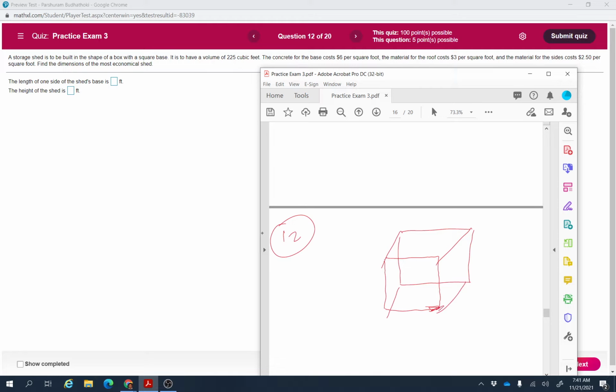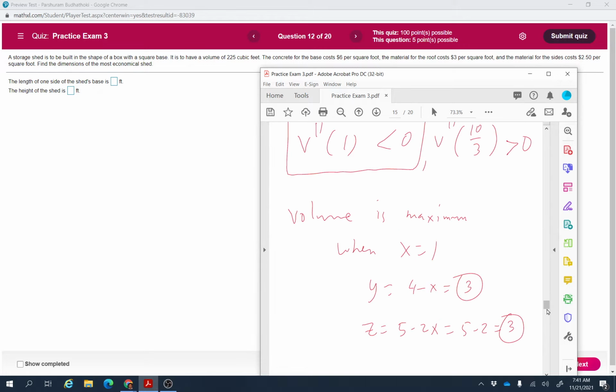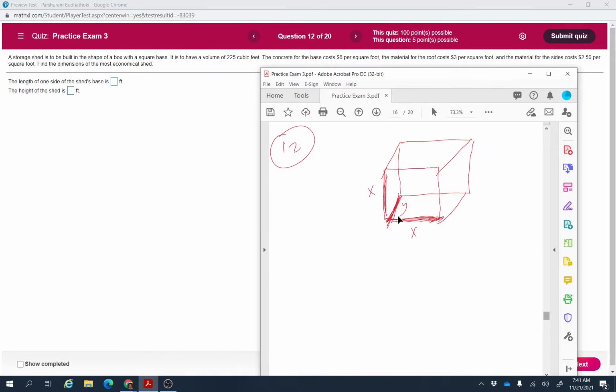Okay, so this base is a square. Let's say the length of this square is x, and the height of this box, this room, is y. So the base is x, then the height is y. The base is a square base and the height is y.